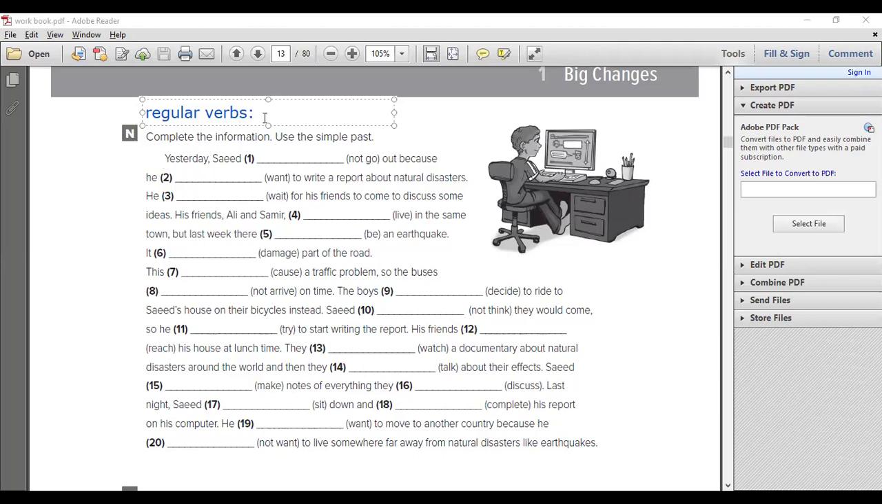So when I say studied, or when I say played, what are those verbs? They end in what? They end in what? Yes, ed. Any verb in the simple past that ends in ed, we call it a regular verb. Normal verb.